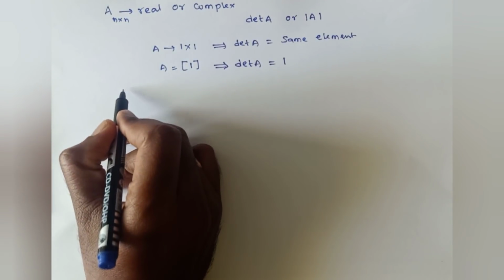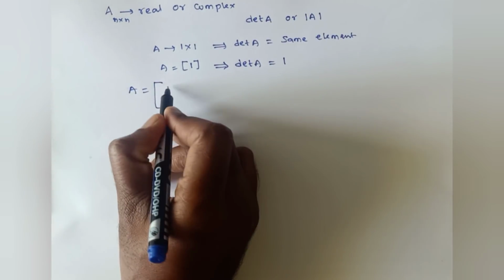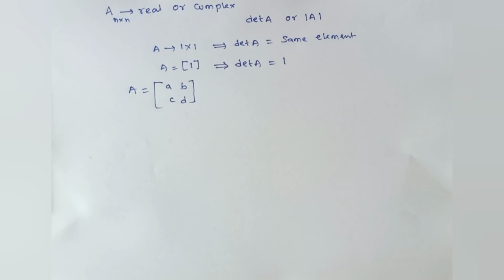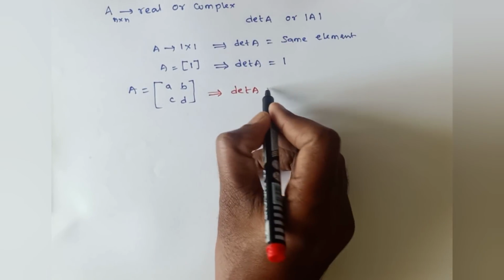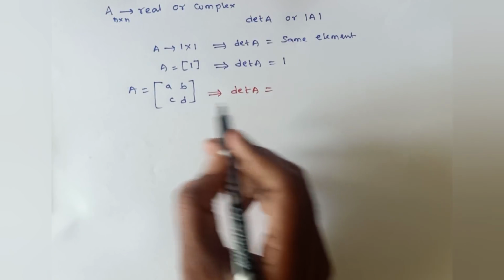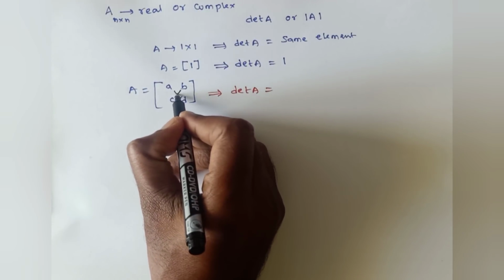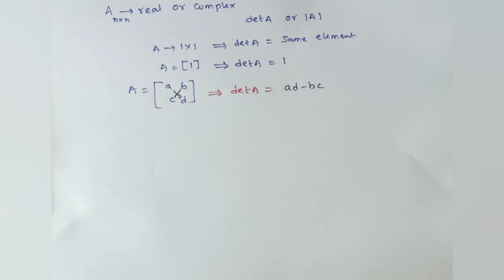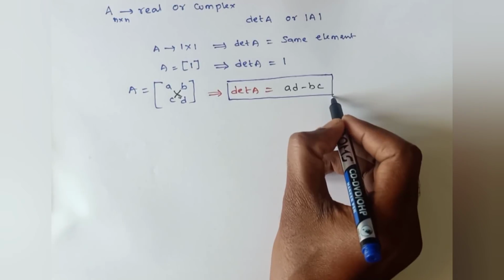Now let's see a 2 by 2 matrix. For example, A equals the matrix with entries a, b, c, d. What is the determinant of this matrix? The determinant of A is a into d minus c into b, or b into c. That is ad minus bc. So the determinant of a 2 by 2 matrix A is ad minus bc.